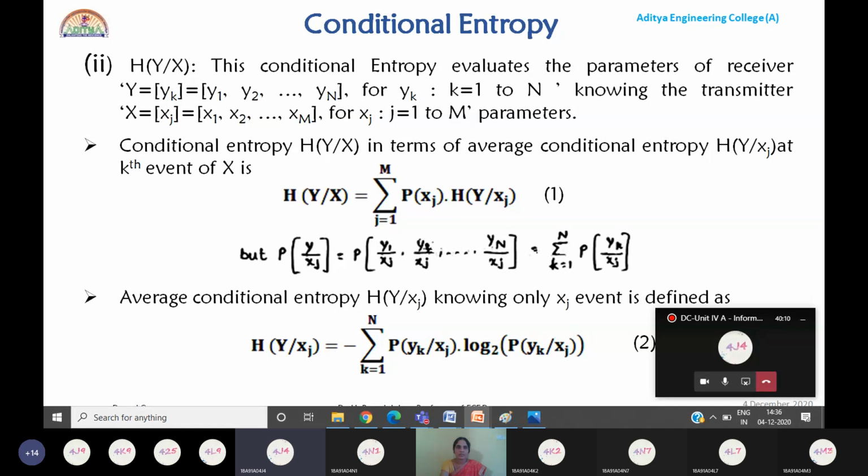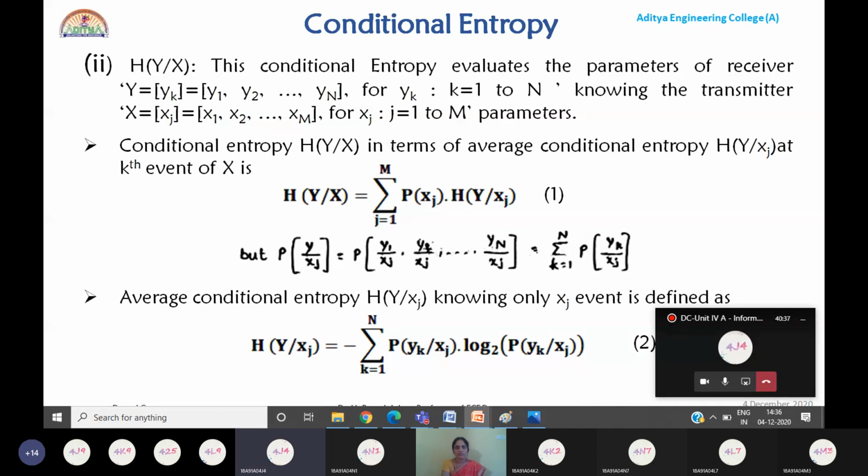First we'll write the average conditional entropy, ma'am. First, we'll write the conditional entropy expression in terms of average conditional entropy. So h of y by x is summation j is equal to 1 to m p of xj into h of y by xj. So here average conditional entropy is h of y by xj.